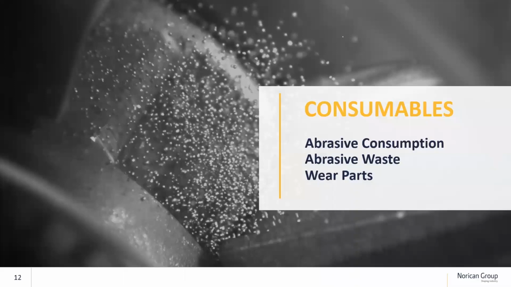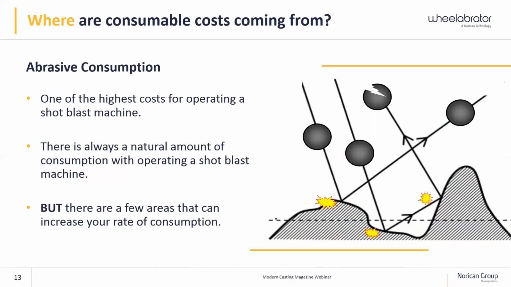Like I said, the labor, there really wasn't going to be that much into it. It's the cost that everybody kind of expects, but there are some things to reduce it. Consumables are the main things that go into it. And here I'm going to talk about abrasive consumption, the abrasive waste, and wear parts. Abrasive consumption. Anybody who is running and operating a shot blast machine understands that this is actually one of the highest costs in operating a shot blast machine.